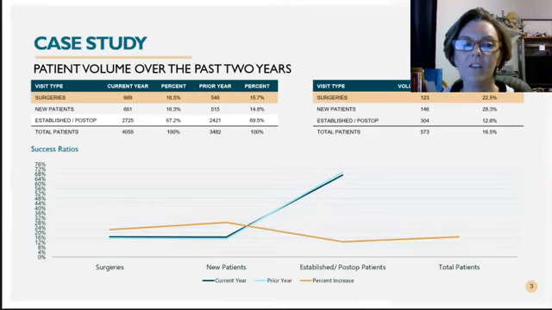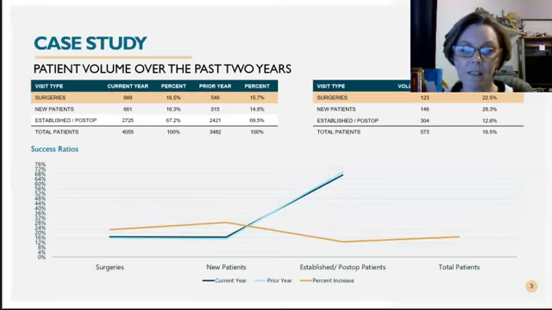We can see in the first table that the established and post-op visit types consume the majority of patient visits at well over 65% both years. In the second table, we see the new patient visits increase the most at over 28%. This in turn helped increase the surgical volume to 22.5%.